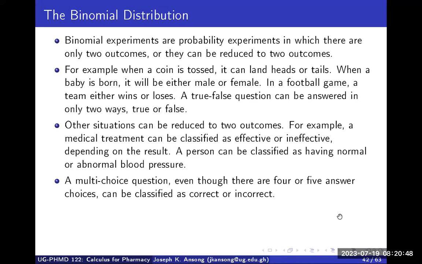So, for example, when a coin is tossed, it can land heads or tails. When a baby is born, it will either be male or female. So, if you are looking at the sexes, it's just male or female. In a football game, the team will either win or lose. So, two outcomes. If you answer a true or false question, then the answer can be either true or false. So the outcomes are two. Or sometimes you can reduce the situation to only two outcomes.